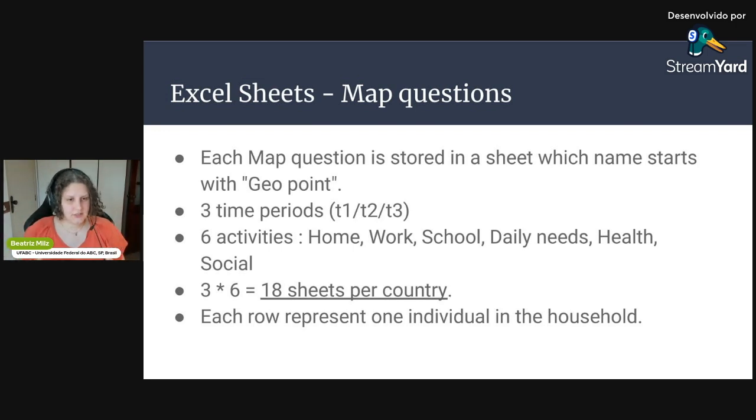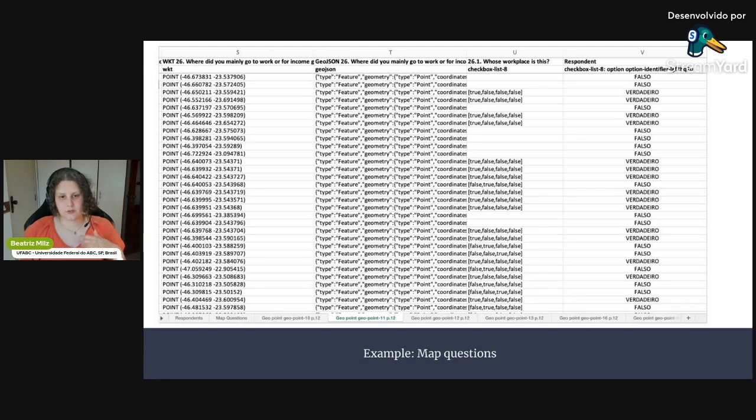And in these sheets, each row represents one individual in the household. So it's a different unit of analysis than the last sheet. So this is an example of one GeoPoint sheet. So we can see that we have the coordinates, and we have more questions that is not showing in the print screen.